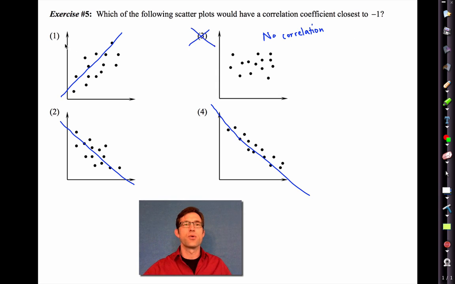This is out because it's no correlation. This one's out because R is positive. So the question is, which one of these would be closest to -1? Well, -1, remember, R equals -1 is perfect. All the data would lie in a line. Of 2 and 4, 4 comes closer to lying in a straight line than 2 does. So there's our answer. All right, I'm going to get rid of this.